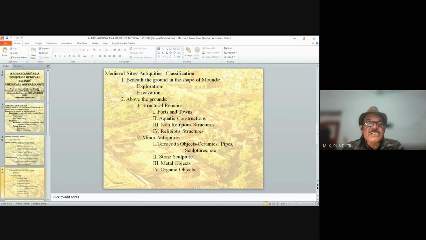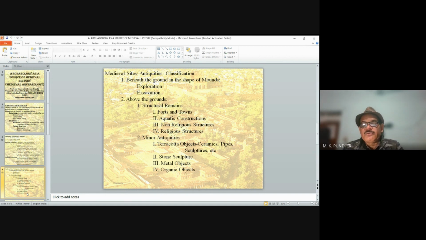And a large number of medieval sites and antiquities survive above the ground. This is the second category. Whatever exists above the ground on the surface can further be classified into structural remains and minor antiquities. You may raise a question, which I have already pinpointed: what is the difference between historical archaeology and medieval archaeology?